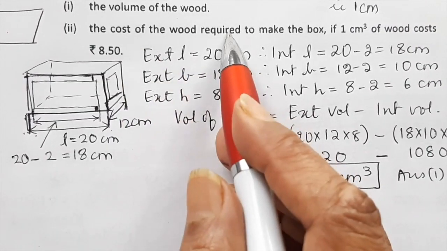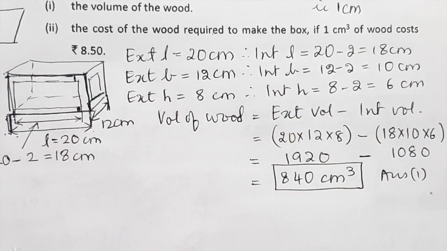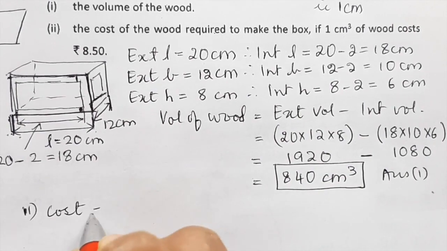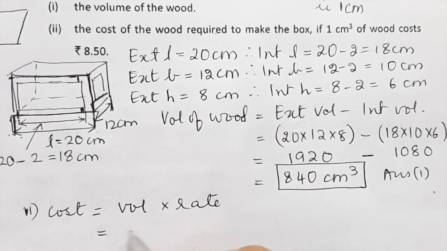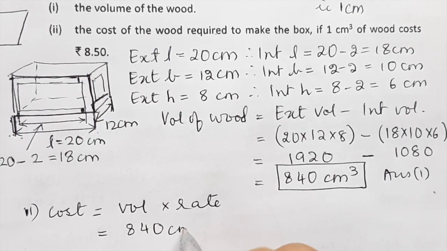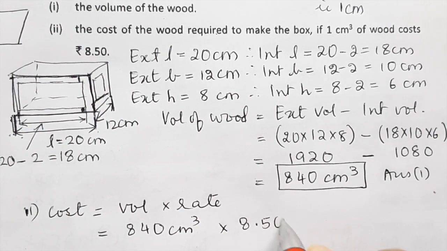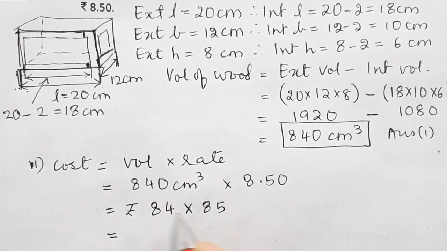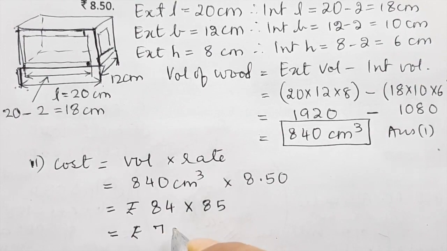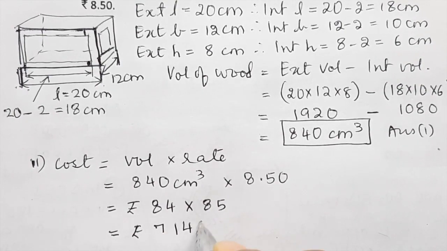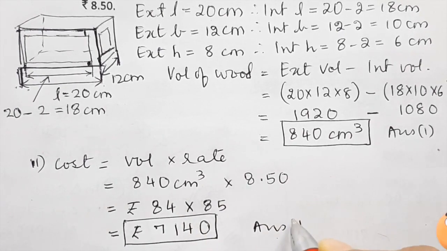The cost of the wood required to make the box if 1 centimeter cube costs this. So the cost is going to be equal to volume multiplied by the rate. Volume is 840 centimeter cube multiplied by 8.50. That is 84 multiplied by 85, which is rupees 7140. And this is our answer 2.